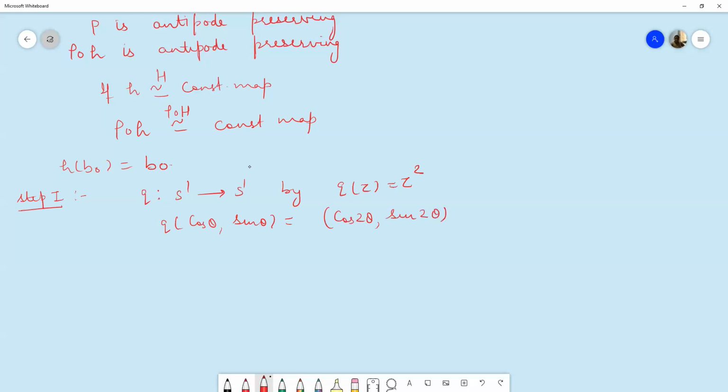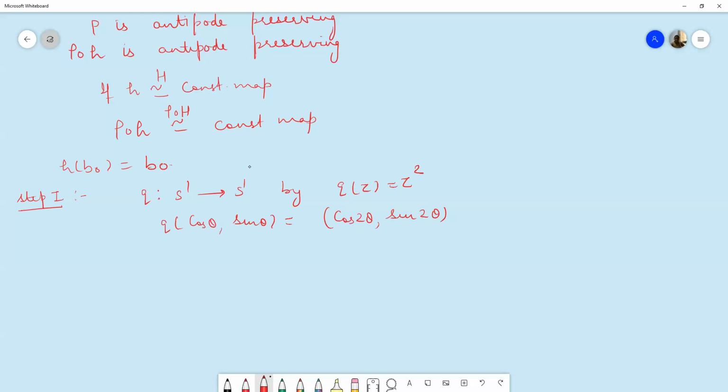And here we can see that the inverse image of any point of S1 under this Q consists of two antipodal points, Z and minus Z. Because if we take this point cos 2 theta, sine 2 theta, let us say this is Y, then the inverse image of this point will be cos theta, sine theta as well as minus cos theta, minus sine theta. So the inverse image of any point of S1 under this Q is two antipodal points, Z and minus Z.